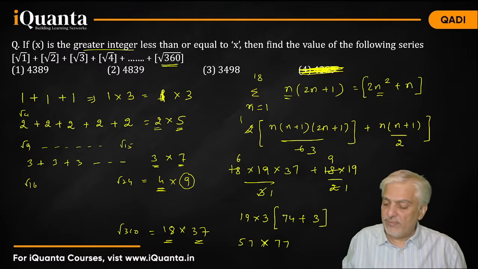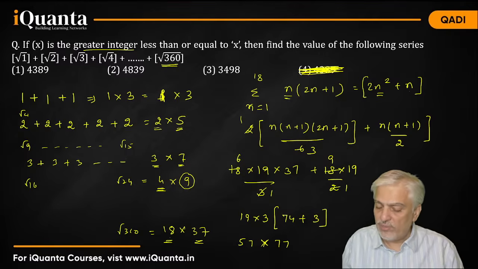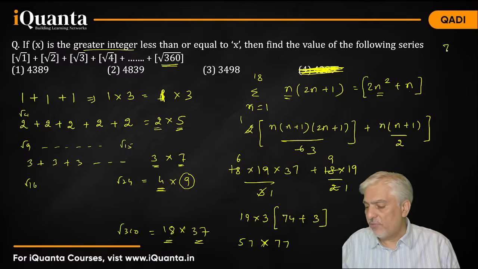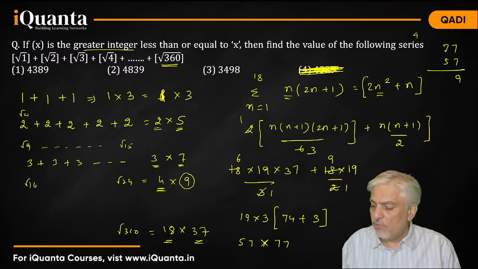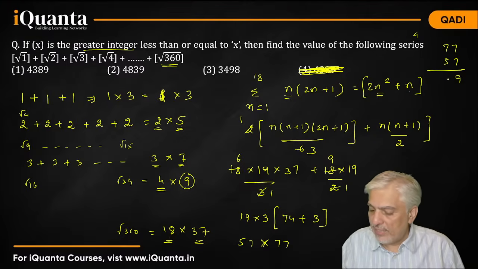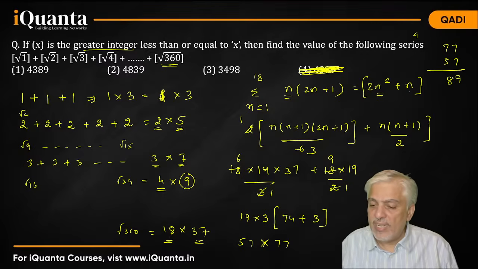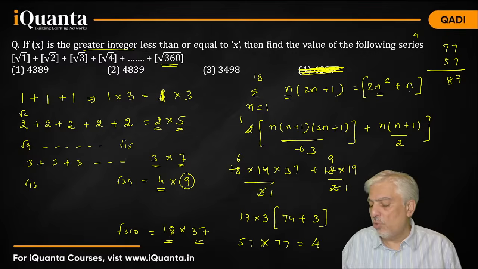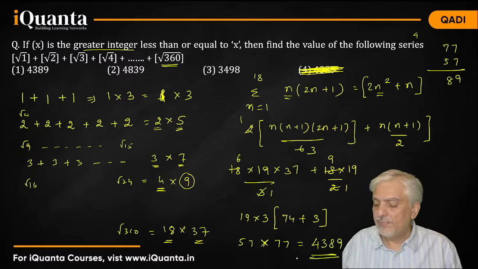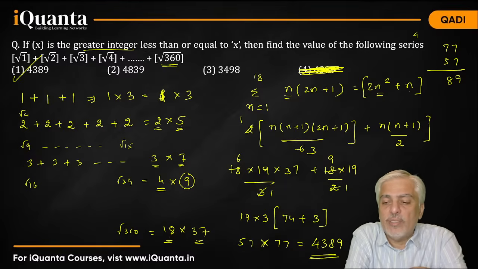57 into 77. Just check this multiplication, somebody. I think it is 4389 or 4839. I'm not sure. I'll just check in the rough work. 77 into 57. 49, 4. 49 plus 35, 84. 84 plus 4, 90. Sorry, 84. I think it's 4389. Answer is 4389. Everybody clear? Slightly difficult question. Go through it carefully.